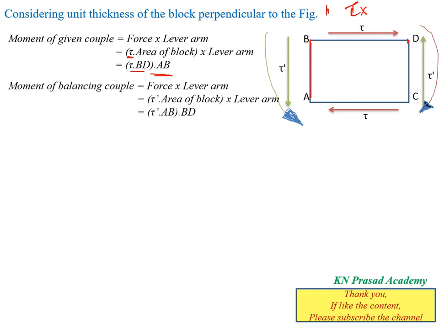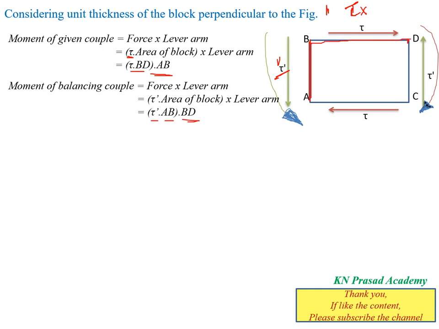Similarly, next we calculate the moment of the balancing couple. To maintain the equilibrium condition, we apply shear stresses on the faces AB and CD, and we calculate the moment due to these balancing shear stresses. It is equal to force into lever arm. The force is the shear stress tau dash into the area of the block. The width is AB and the thickness is 1, so the area is AB. So the moment of the balancing couple is tau dash into AB into the perpendicular distance, which is BD.